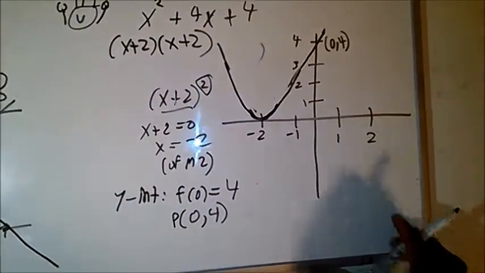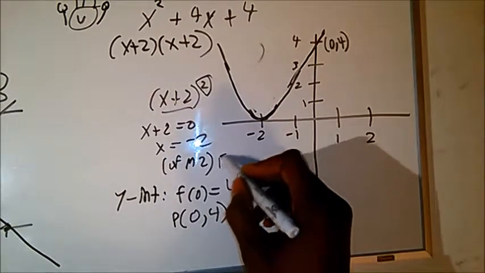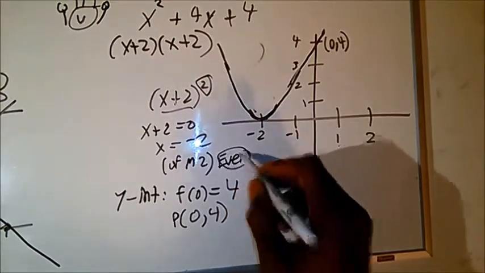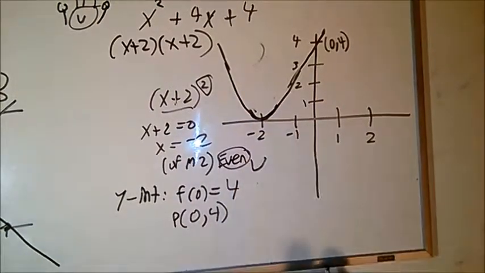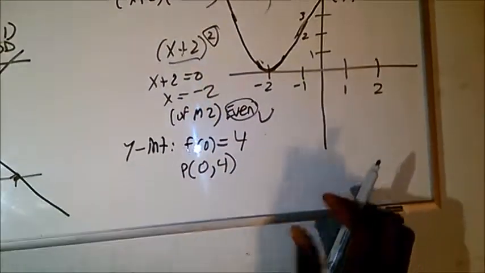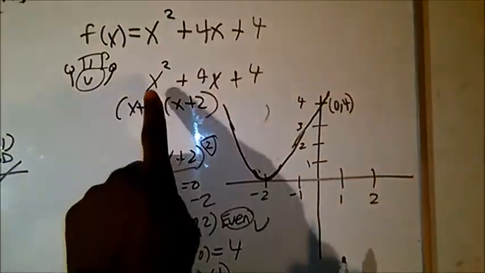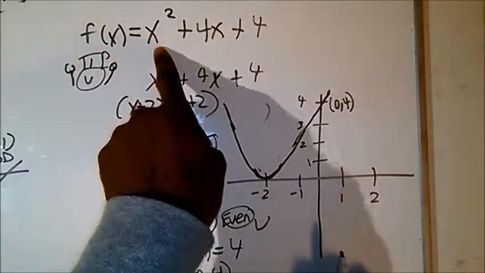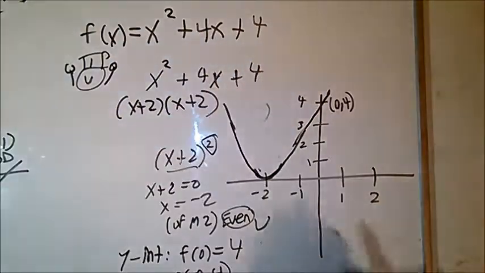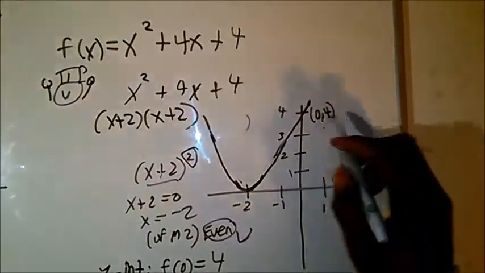And so you have multiplicity 2, which is even, okay? So it's going to be a happy face when it touches this x-intercept of -2. And you get your y-intercept. F of 0 is equal to 4. Change all the x's to 0, and you'll come out with 4, right? So it should be up here. That's going to be your other point, the y-intercept.